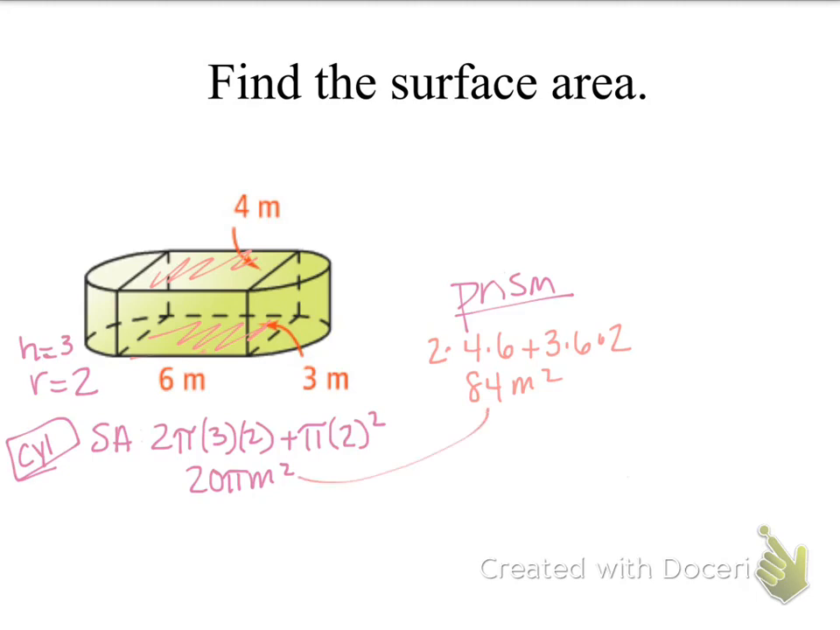And to add these, to get my total surface, you actually have to type the pi button in this time. So 20 pi. The reason you have to do that is because my 84 doesn't have a pi attached to it, so they're not in common terms. So you have to actually type it in and get 146.8 meters squared.